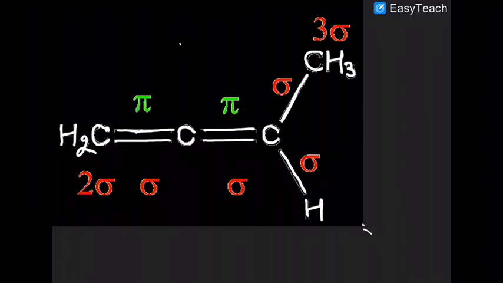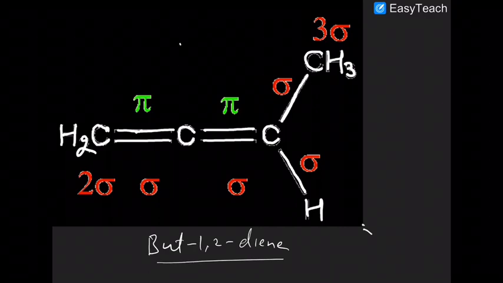Now in this type of compound, you have consecutive double bonds, one carbon after the other. This compound is but-1,2-diene. This type of compound is called cumulene, or you can say allenes. Consecutive double bonds are there. So here in this case, what is happening?